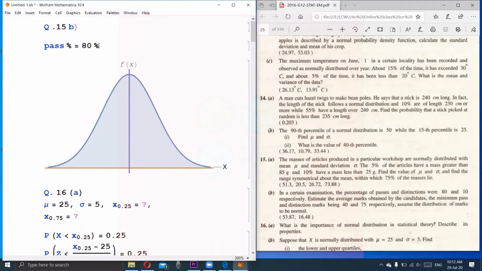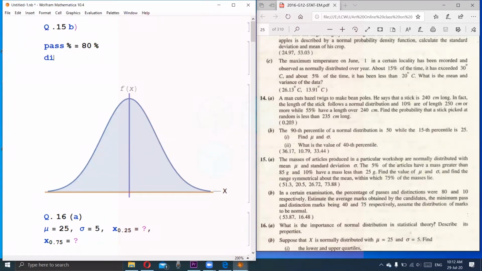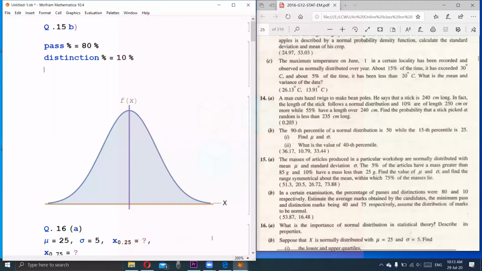Estimate the average marks obtained by candidates, the minimum pass and distinction marks being 40 and 75 respectively. So 40 and 75 are the points on the x-axis above which 80% and 10% students will lie. The mean is in the center of the distribution, which is mu. So we will write mu in the middle of the distribution, and sigma is its standard deviation.